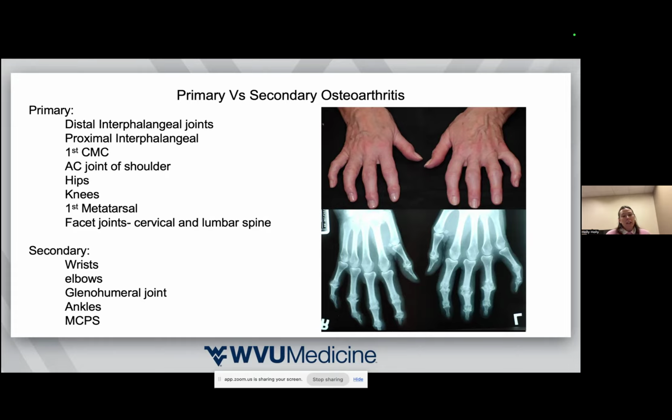You can also see it in the wrist, elbows, the true glenohumeral joint of the shoulder, ankles, and MCPs, but those are sometimes more from repetitive use or injury, and that's where there are going to be secondary causes for that.